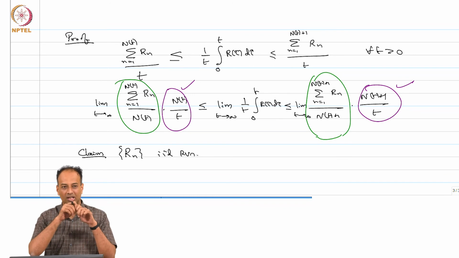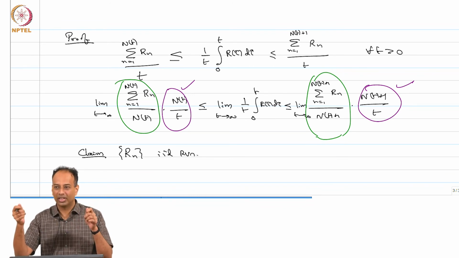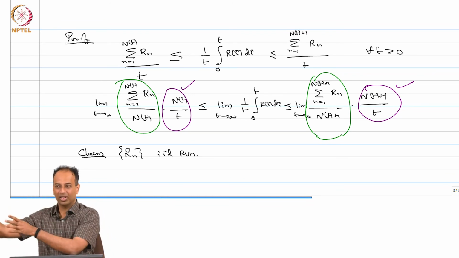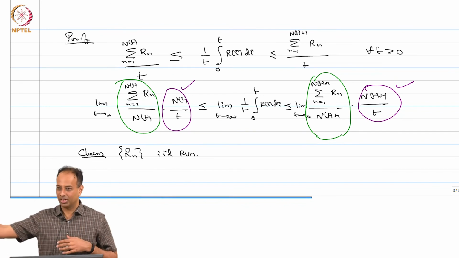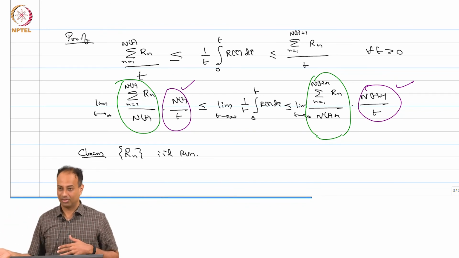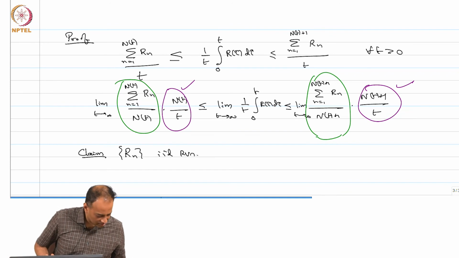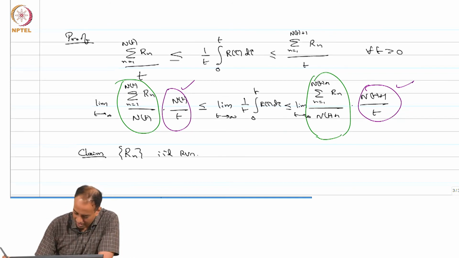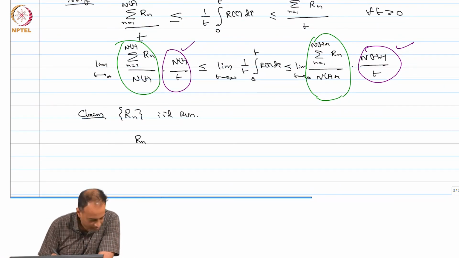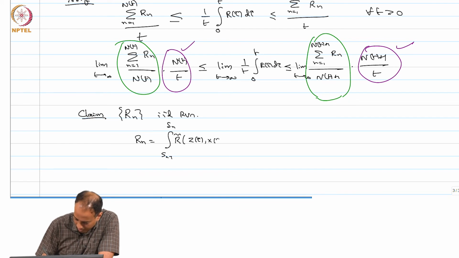So, the reward accumulated over one renewal interval will be independent of the reward accumulated over the next renewal interval, and they will be identically distributed. Okay. To see this, you can actually just write it out. So, this Rn is nothing but the integral from Sn minus 1 to Sn of r tilde, we have chosen this particular form, z tau, x tau, d tau.